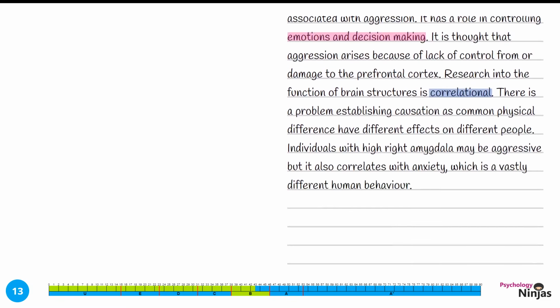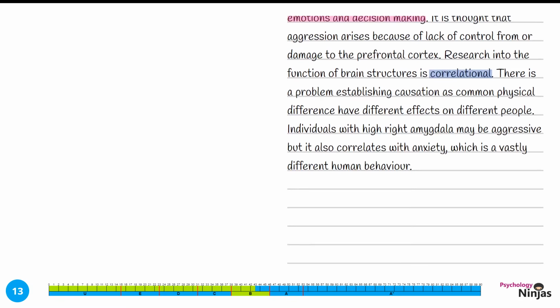There is a problem establishing causation, as common physical differences have different effects on different people. Individuals with high right amygdala activity may be aggressive, but it also correlates with anxiety, which is a vastly different human behaviour. We've started off with a generic problem, the fact that we cannot conclude cause and effect with correlations. We've then gone on to say why this is a problem specifically for aggression, that high right amygdala activity has two different behaviours associated with it, aggression and anxiety. We're then going to counter this with some more positive research evidence.